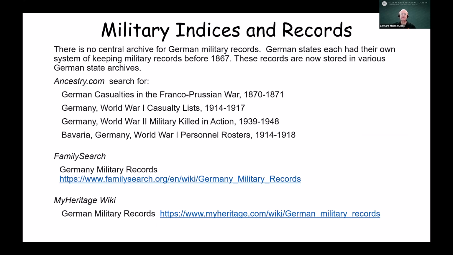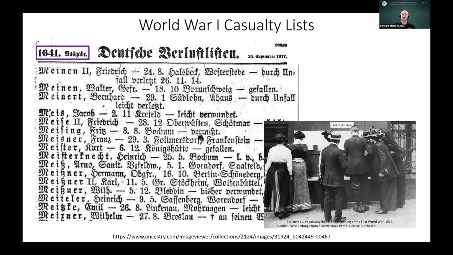Military indices and records, there's no central archive. We did see Myers-Gads would tell you where the military records would be. Ancestry has some records of casualties lists and a few personnel rosters. Family Search has some military records, as does MyHeritage. This is one particular one of World War I casualties. They would print up lists every so often and list who was wounded, who died, who was taken prisoner.